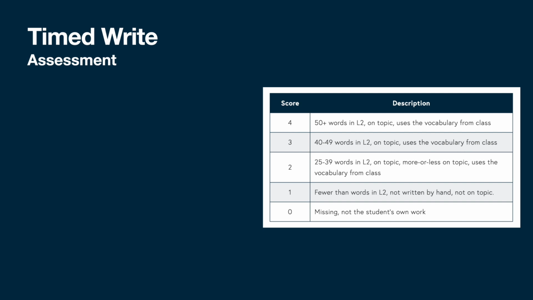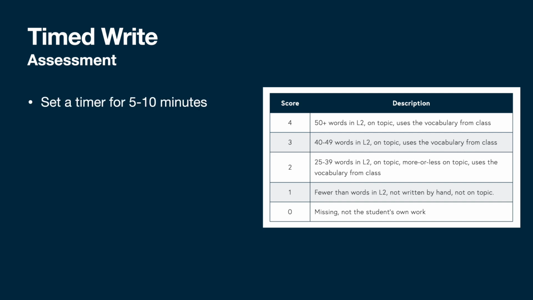So at the beginning, we aim for 50 plus words in L2 on topic and using the vocabulary from class. And as they go down in the number of words, they get a lower score. Also, their score would be lowered if they were off topic or if they were using vocabulary that was not from class. I'm not trying to assess that vocabulary knowledge. I want to assess the vocabulary knowledge from stuff we've covered in class.